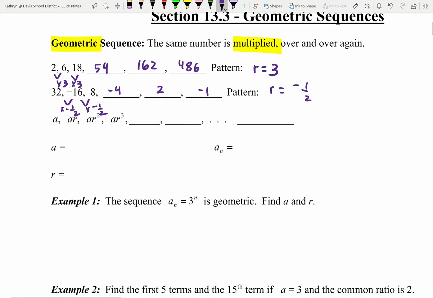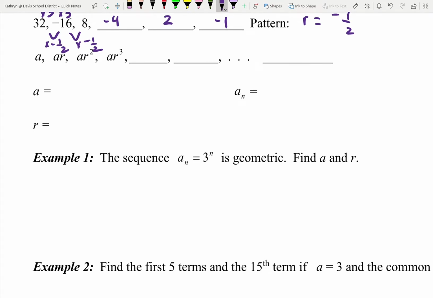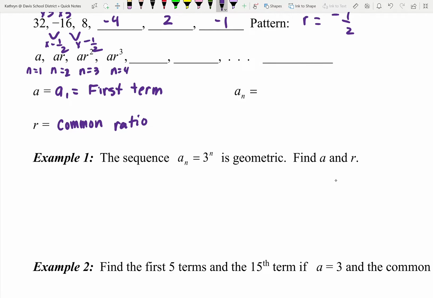Okay? All right. Now we're going to come up with the formula, just like we did before. So you guys know that A and A sub 1 mean the same thing, and that stands for the first term. When we did arithmetic, we had a D, and that was the common difference. This is an R, and that is called the common ratio. Now, let's come up with the formula. So look, underneath A, everybody put n equals 1. A times R, n equals 2. And then n equals 3, n equals 4, n equals 5, and n equals 6.